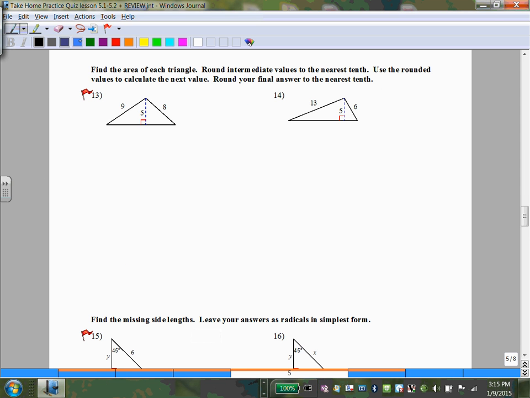Okay, students, 13 and 14 are a little tricky. I give you something slightly easier actually on the quiz, but it says find the area, box the word area, of the triangle. Round your intermediate values to the nearest tenth. Use rounded values to the next value. Round your final answer to the nearest tenth.